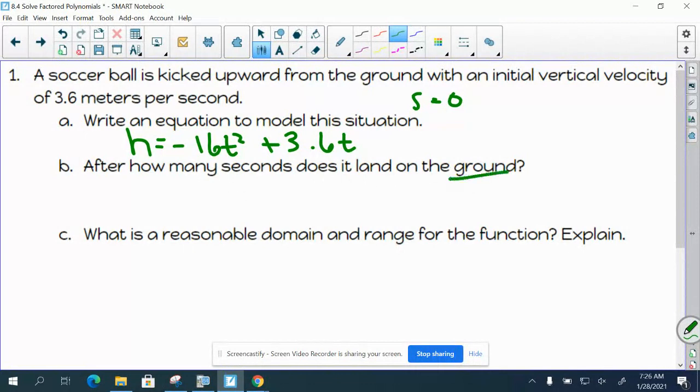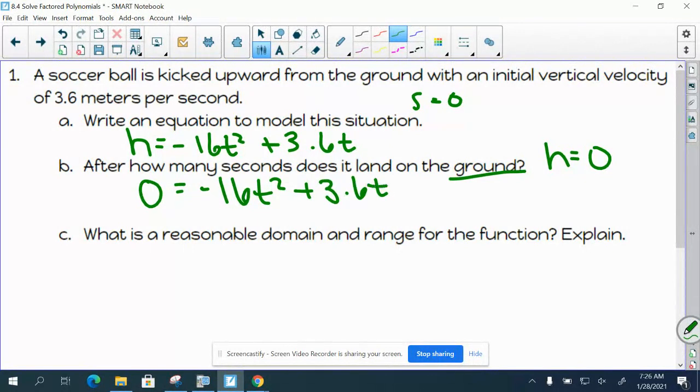When it lands on the ground, that's when h equals 0. So what we're going to do to solve this is set our equation equal to 0, factor, and solve for t like you would in yesterday's assignment. So 0 equals negative 16t squared plus 3.6t. Whenever you have a negative in front, you're going to factor out the negative, which means you flip the other sign. So what else do 16 and 3.6 have in common? Oh, hold on a second. This was in meters. I'm sorry. So we should use 4.9 here.